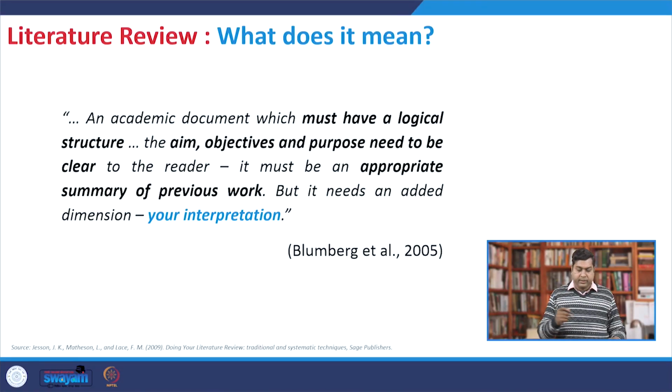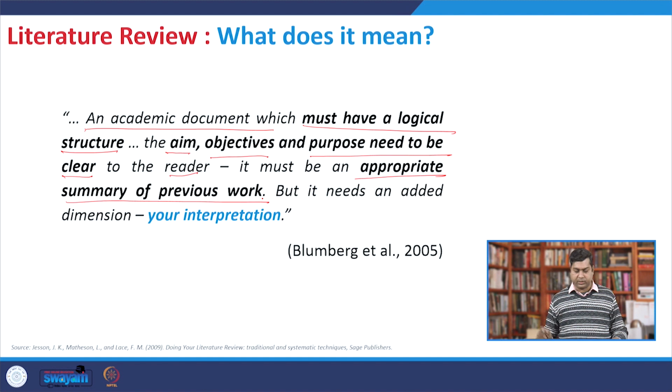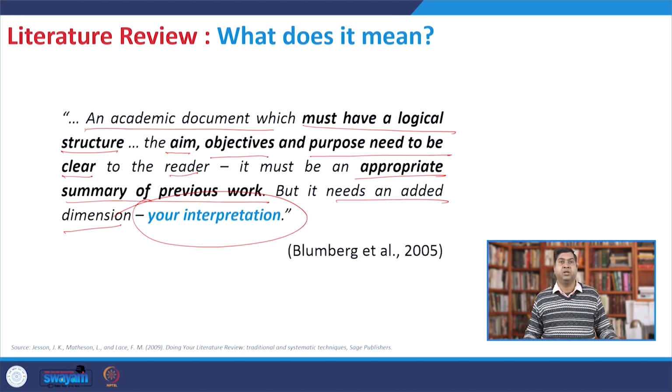Let us have another concept of that. What is a literature review? It is an academic document which must have a logical structure. The aim, objective and purpose need to be clear to the reader. It must be an appropriate summary of previous work, but it needs an added dimension, that is your interpretation. So all these words that I made bold have a value.